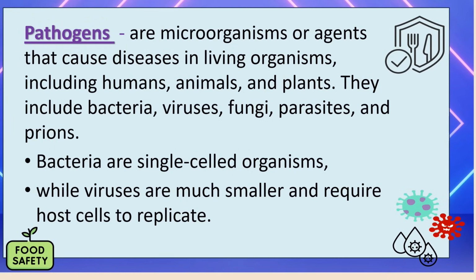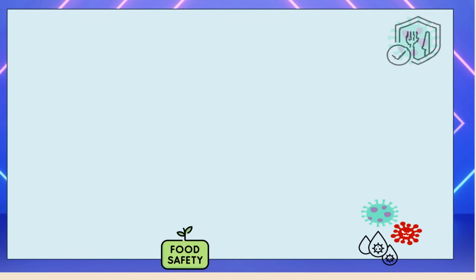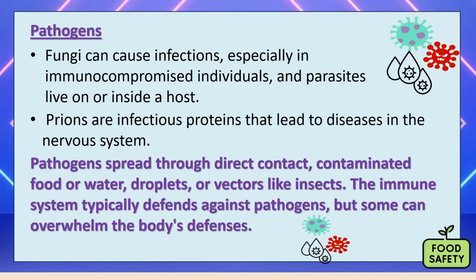Pathogens are microorganisms or agents that cause diseases in living organisms, including humans, animals, and plants. They include bacteria, viruses, fungi, parasites, and prions. The bacteria are single-celled organisms, while viruses are much smaller and require host cells to replicate. Fungi can cause infections, especially in immunocompromised individuals, and parasites live on or inside a host. Prions are infectious proteins that lead to diseases in the nervous system. Pathogens spread through direct contact, contaminated food or water, droplets, or vectors like insects. The immune system typically defends against pathogens, but some can overwhelm the body's defenses.